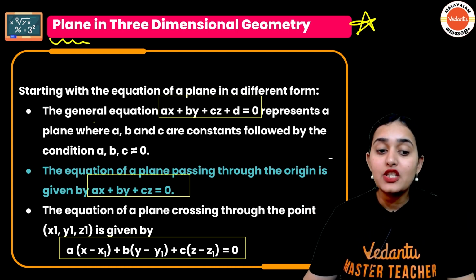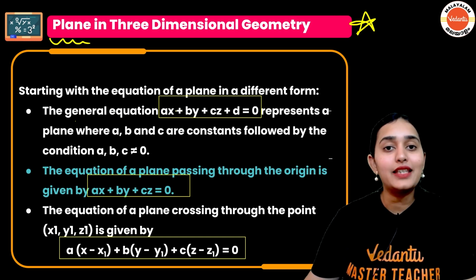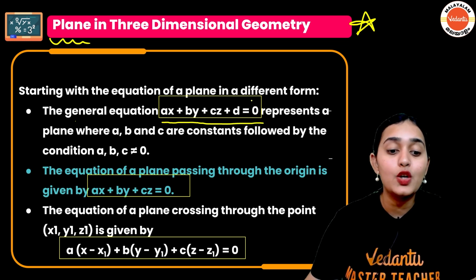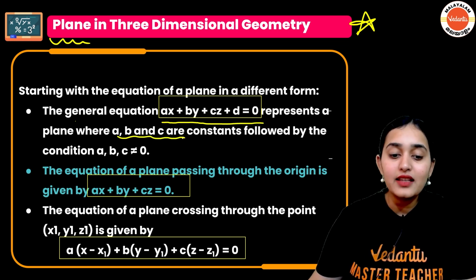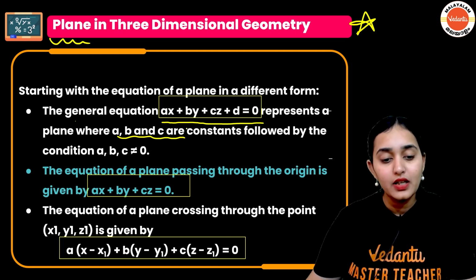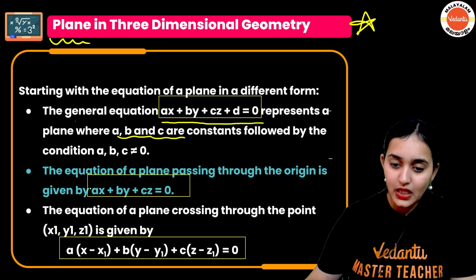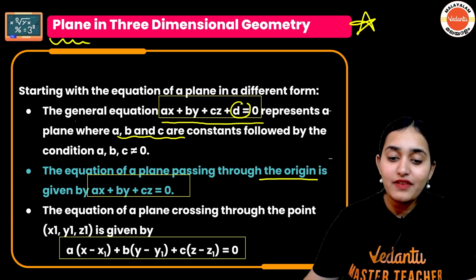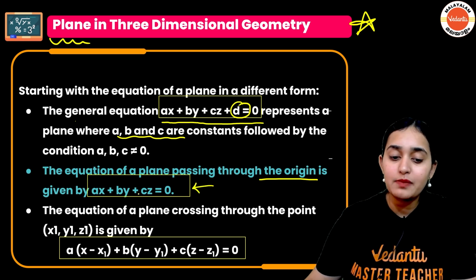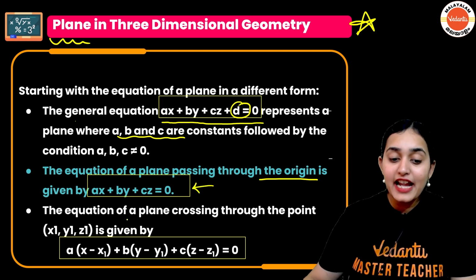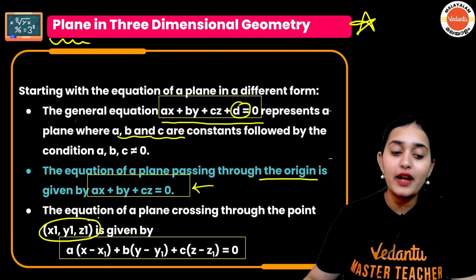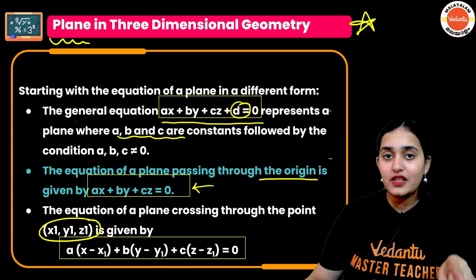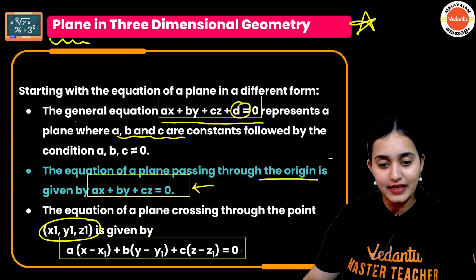Formula number 1. The general equation of a plane in a 3D space is ax + by + cz + d = 0, where a, b, c are constants not equal to 0. If your plane is passing through the origin, then d will become 0 and the equation will be ax + by + cz = 0 only. And if your plane is passing through a given point (x1, y1, z1), then your equation will be a(x - x1) + b(y - y1) + c(z - z1) = 0.